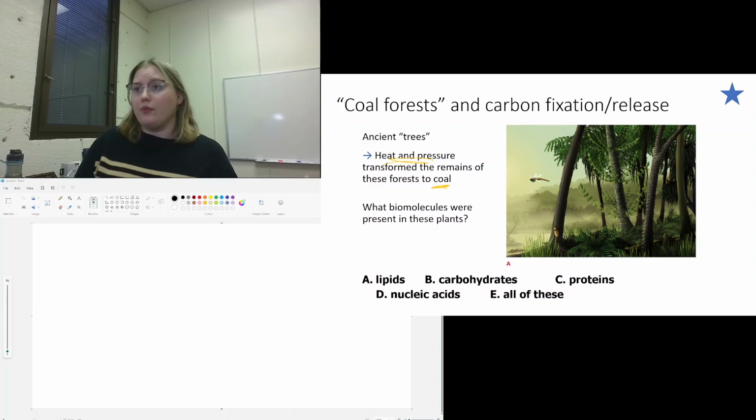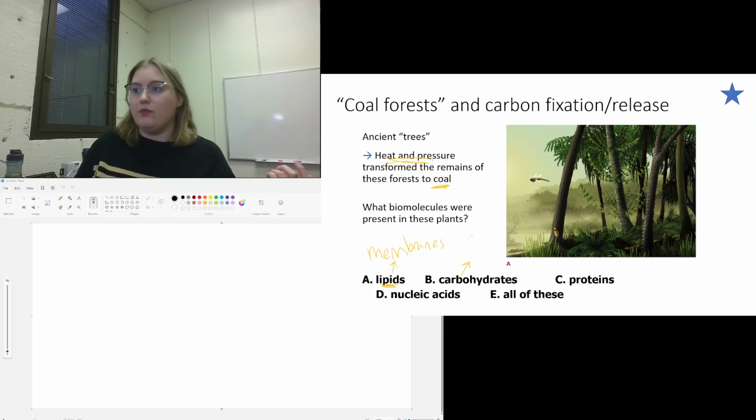So, what biomolecules were present in these plants? Our 4 biomolecules: lipids, carbohydrates, proteins, and nucleic acids. Well, let's think about this. Lipids, are they present in current plants? Yes, they are present in the membranes. Okay, they are present in membranes.